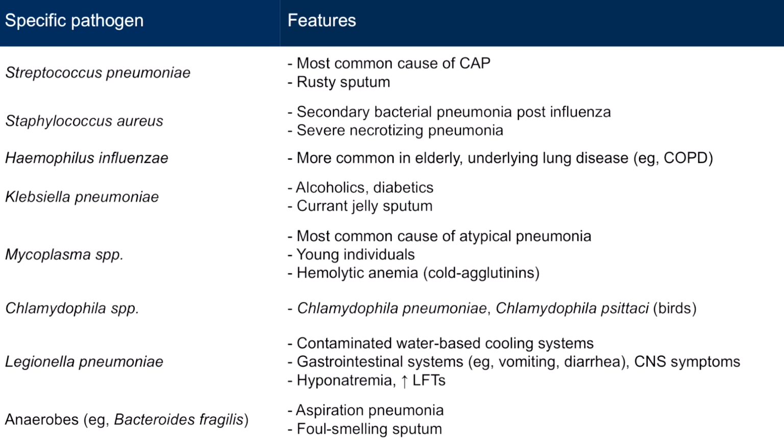Prominent gastrointestinal symptoms, for example, vomiting and diarrhea, precede the pulmonary symptoms in Legionella infection. It also produces CNS symptoms such as confusion. It also causes electrolyte derangements such as hyponatremia and may also cause raised liver function tests. Lastly, community-acquired pneumonia is also caused by anaerobes such as Bacteroides fragilis, as in aspiration pneumonia. Infection with these anaerobes produces foul-smelling sputum.